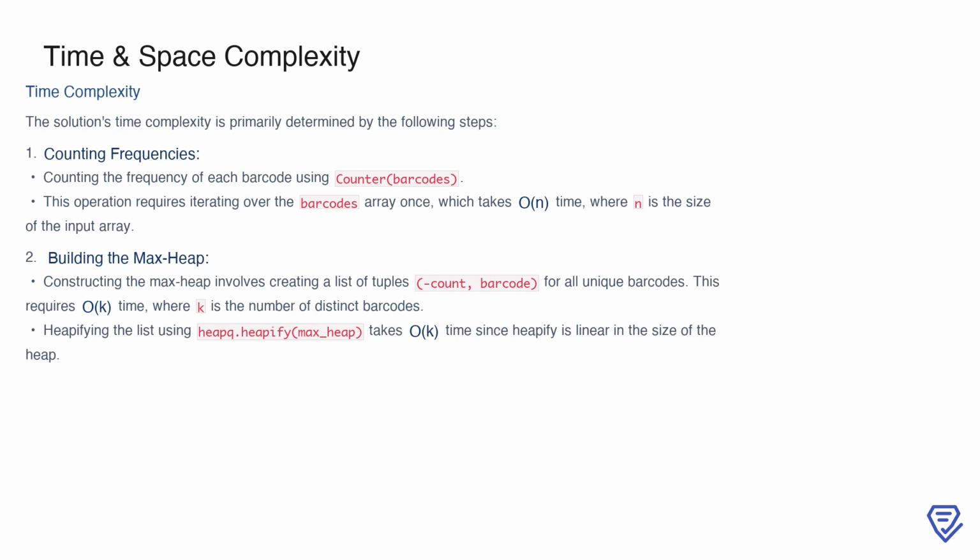The next significant step is building the max heap. To do this, we create a list of tuples where each tuple represents the negative frequency and corresponding barcode. Constructing this list requires iterating through all unique barcodes, which takes O(k) time, where k is the number of distinct barcodes. After the list is created, we heapify it using the heapq library. The heapify operation is linear with respect to the size of the heap, so it takes an additional O(k) time. These two steps set up our heap for the main processing phase.